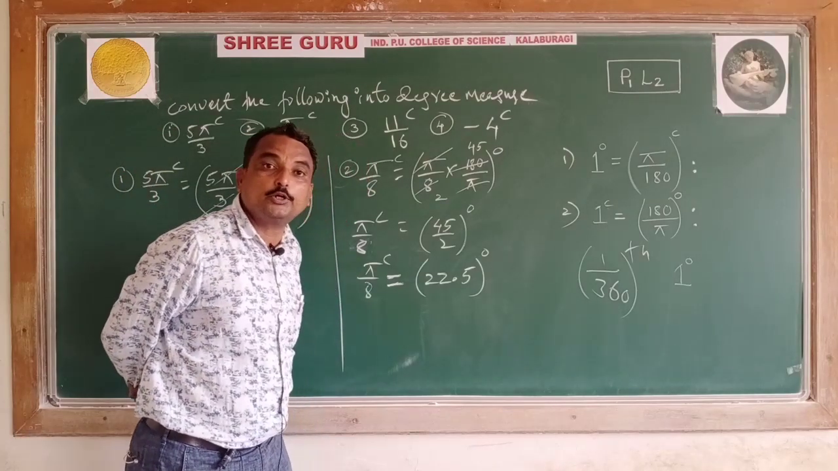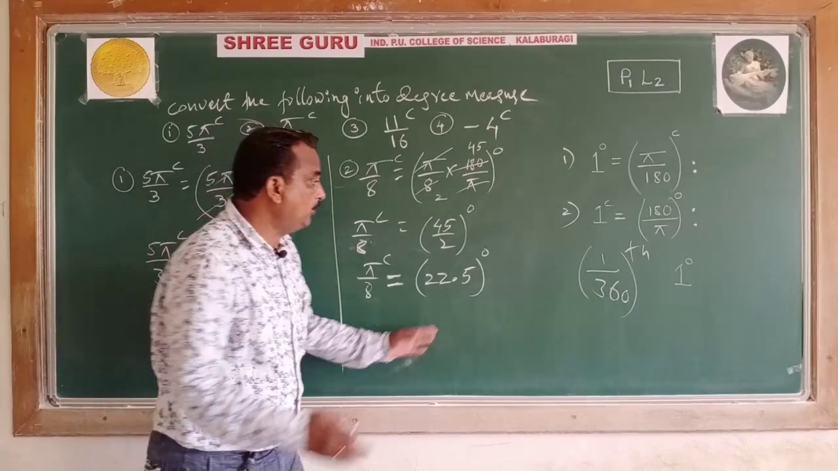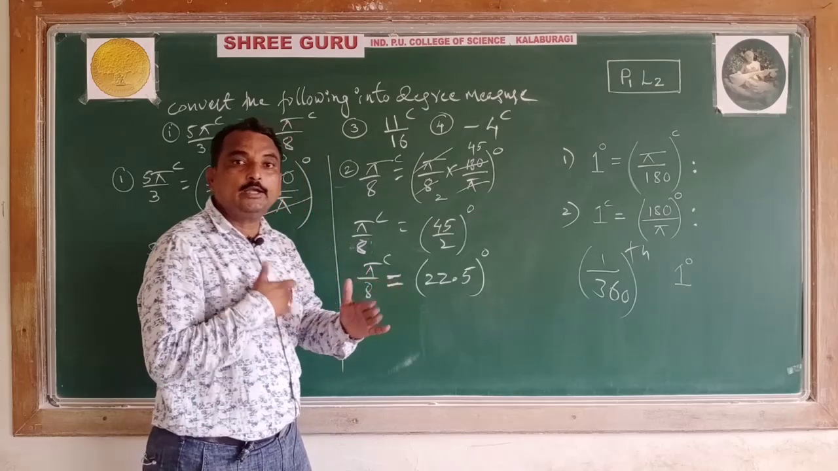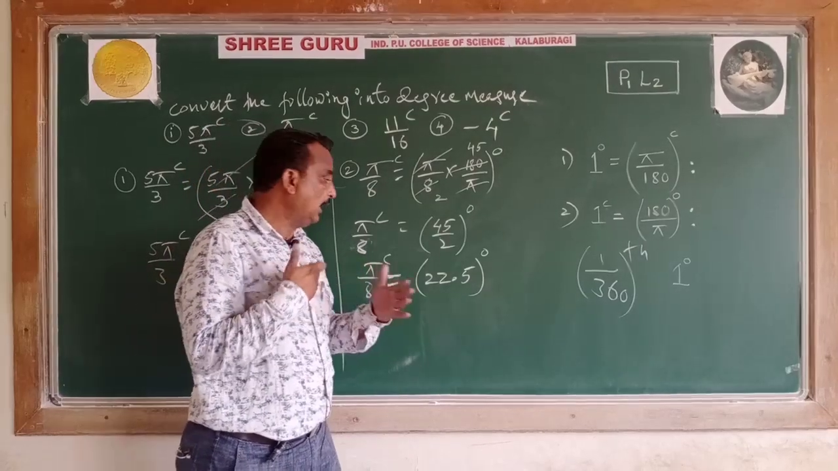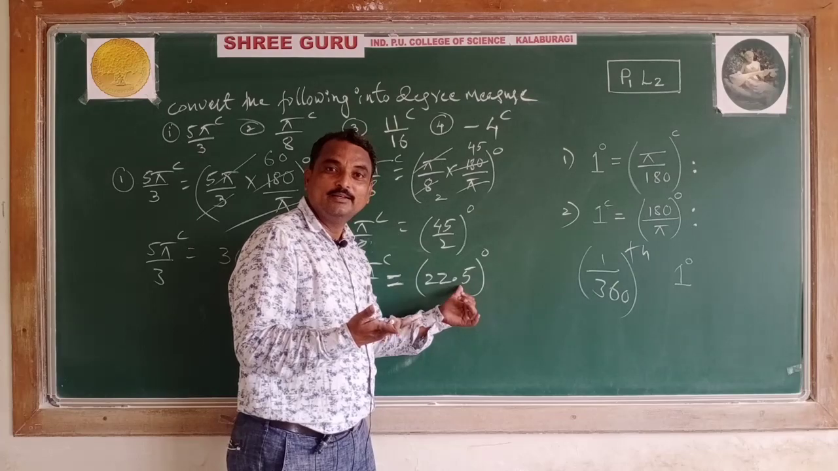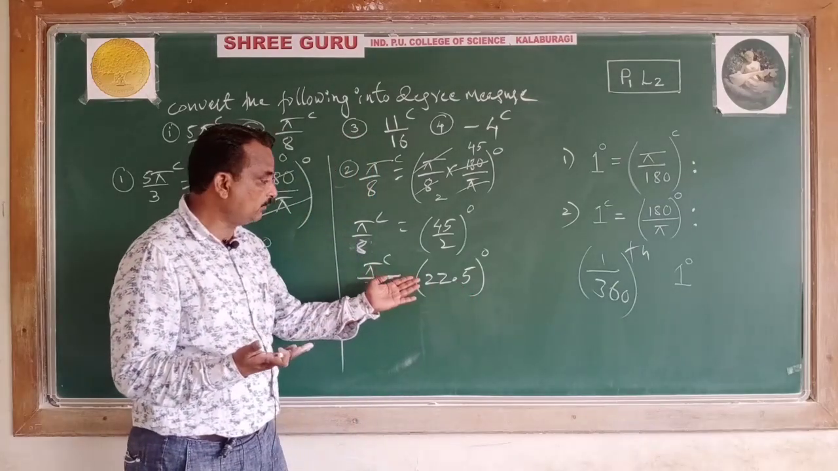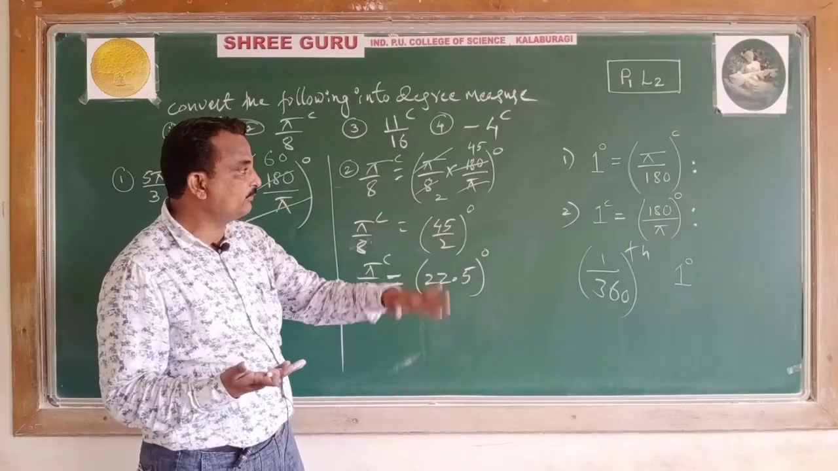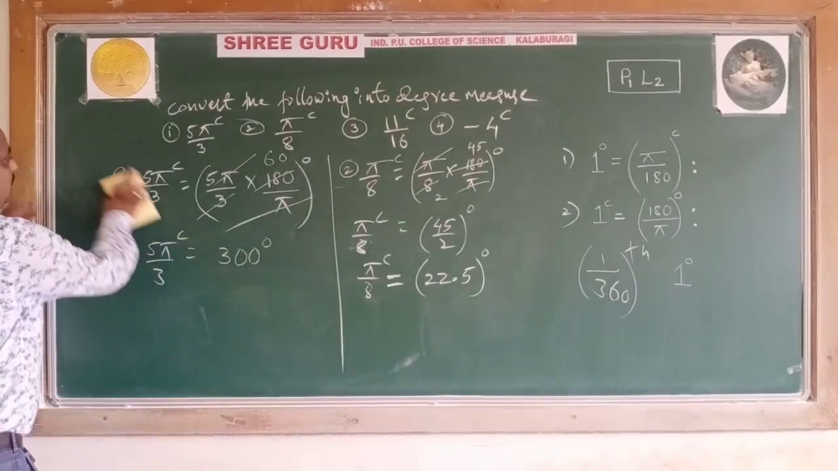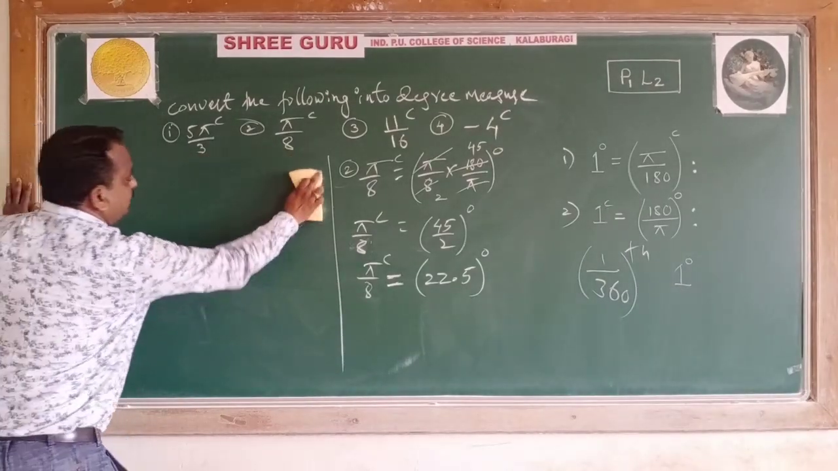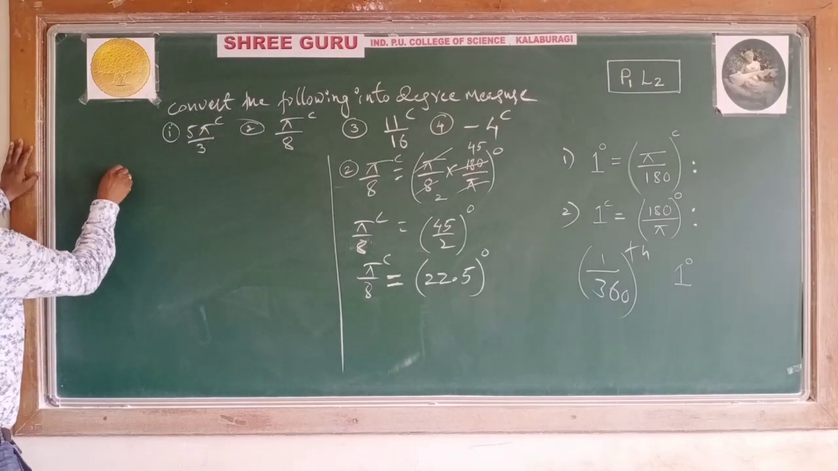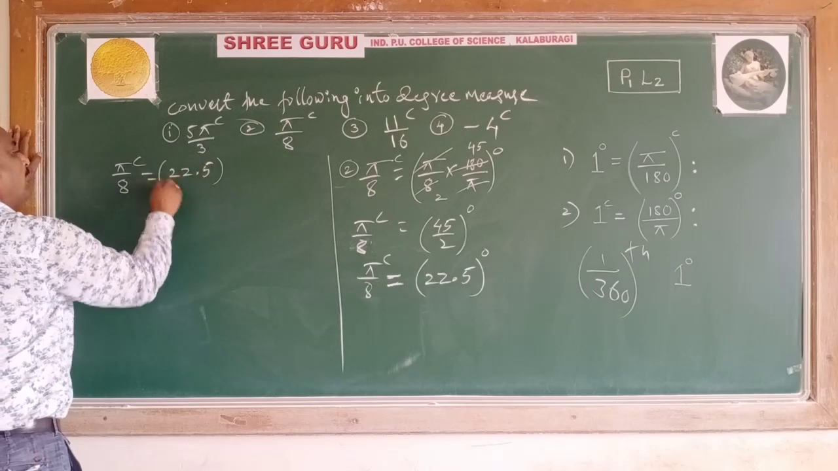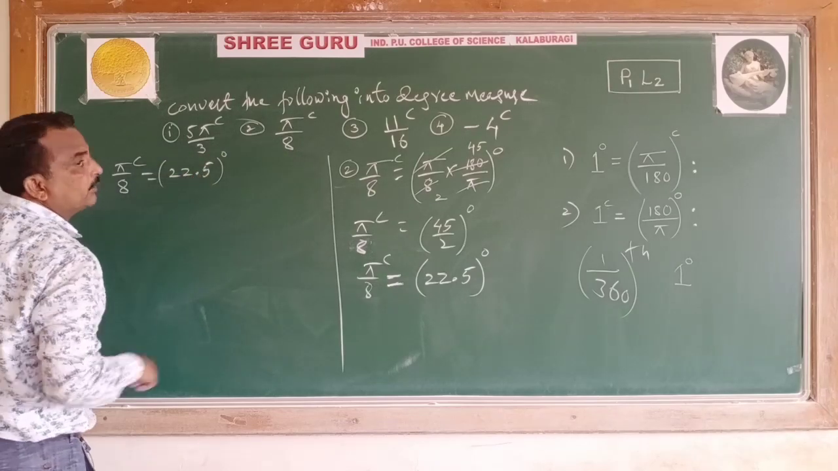Is it possible to measure 22.5 degree, students? No, it is not possible to measure. That 0.5 degree you have to convert in terms of minutes and seconds. You can't measure angles in decimals like that. So for pi by 8 radian, you get 22.5. You have to convert this 0.5 in terms of minutes and seconds.